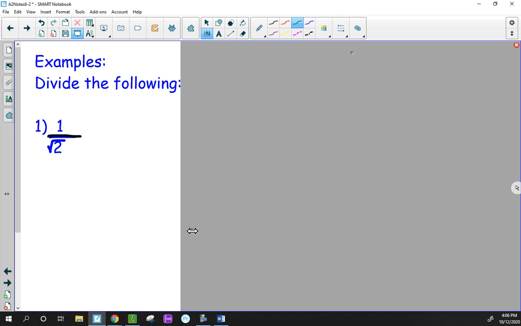Okay, example 1. We're going to divide the following. You see 1 divided by radical 2. I want you to notice that the top is not a radical, so we cannot do what I just said on the last slide. You're going to have to rationalize, which means you're going to have to multiply the top and the bottom by the square root of 2.